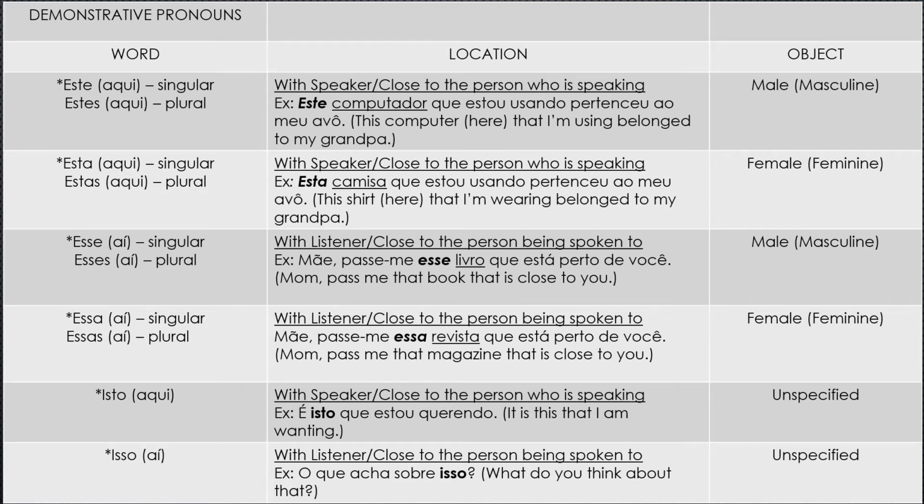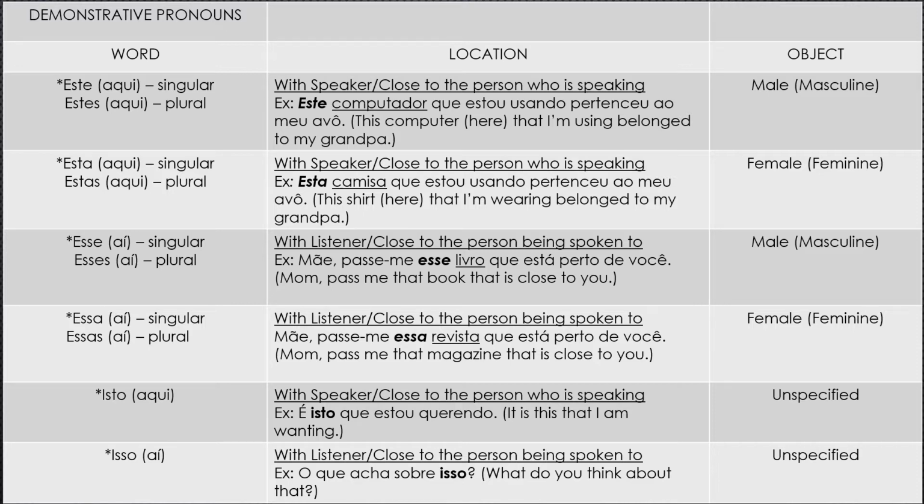This lesson will focus on demonstrative pronouns. In English, it's simply "this" or "that way over there." In Portuguese, it's a little more complicated just because you have the masculine word and feminine word that you have to consider. And of course, singular or plural words.